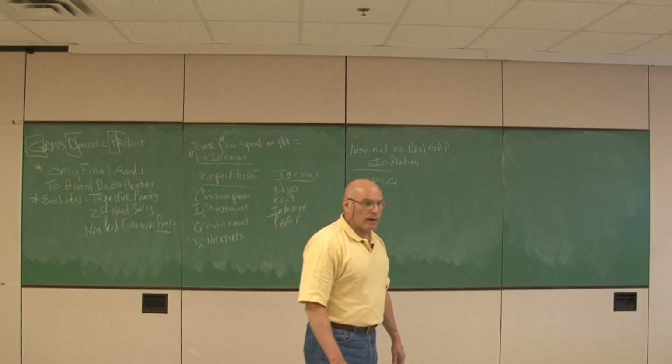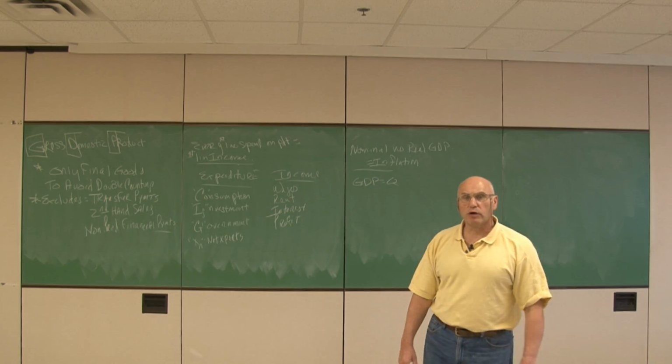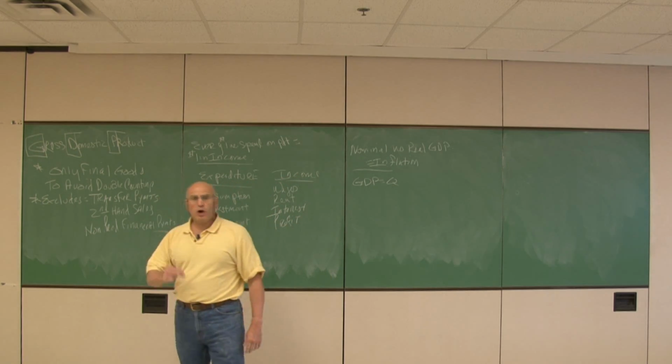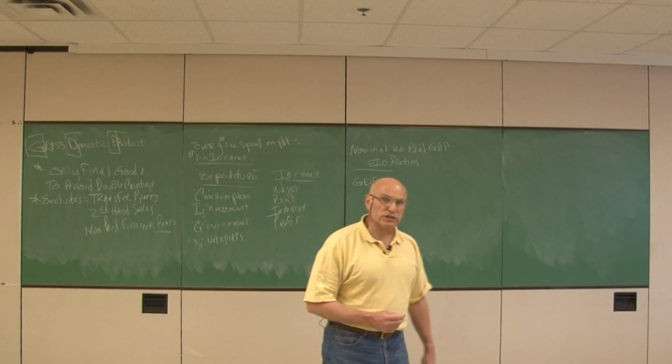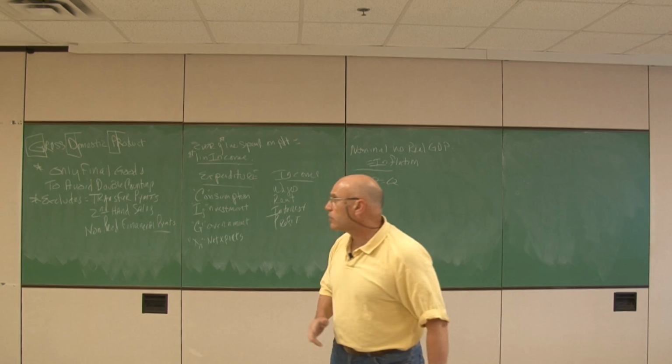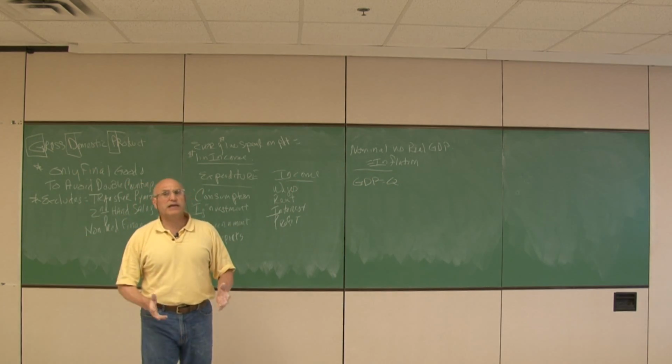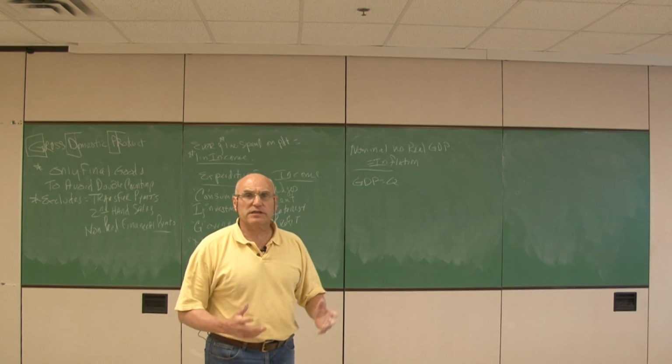We want to talk about economic growth, specifically what we call gross domestic product. Gross domestic product is the total market value of all goods and services that we produce in a given year. Gross meaning total. Domestic means in the United States, only within the confines of the United States.